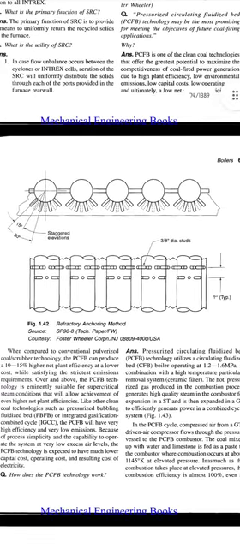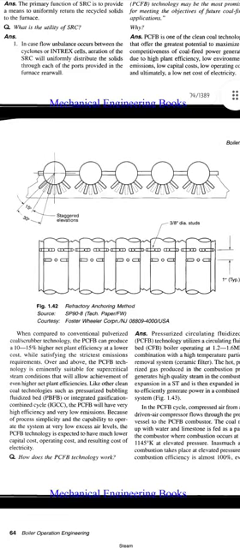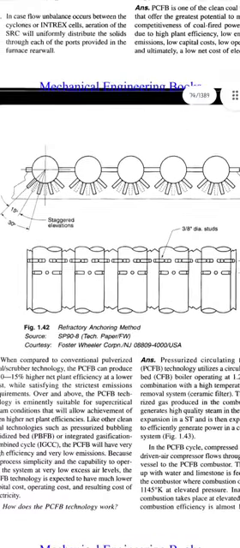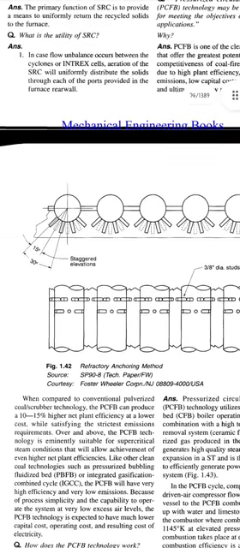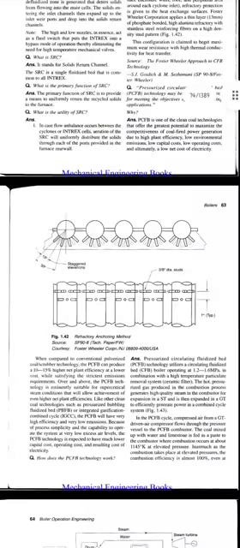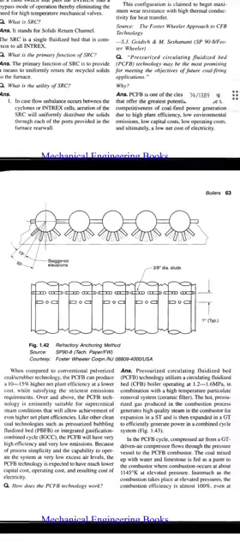This is the diagram. Refractory anchoring method. Source SP98 courtesy Foster Wheeler Corporation USA. Here we can see the staggered elevations, 15 degree and 30 degree. This is the front view, and at the bottom we can see the top view. 3/8-inch diameter studs and 1 inch typical gap.